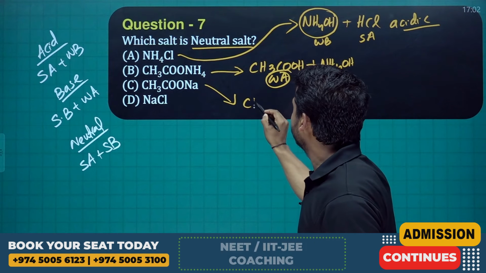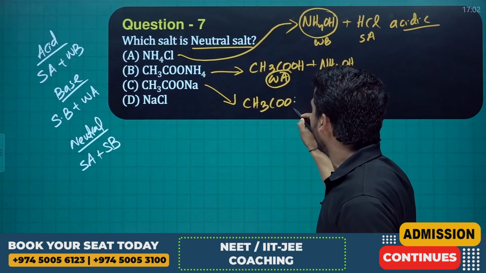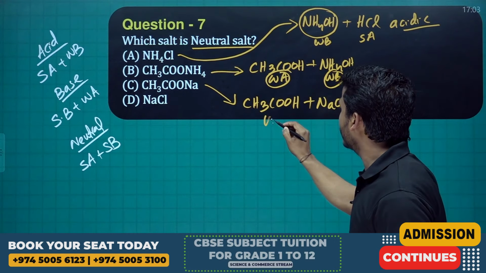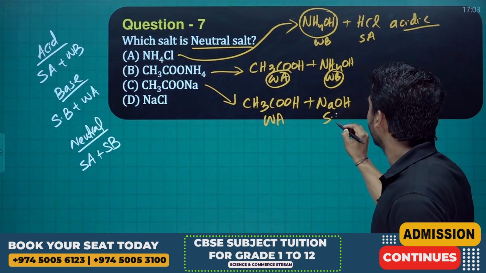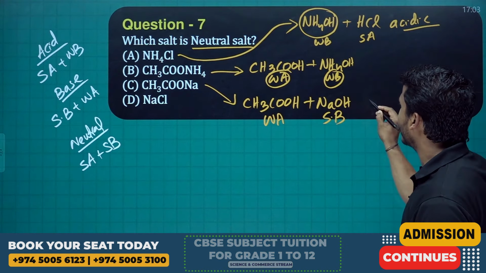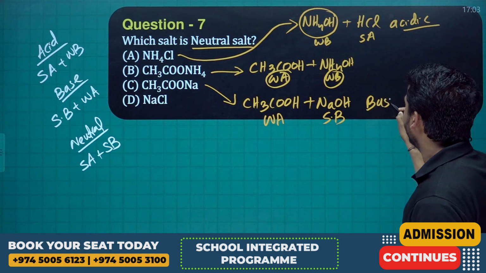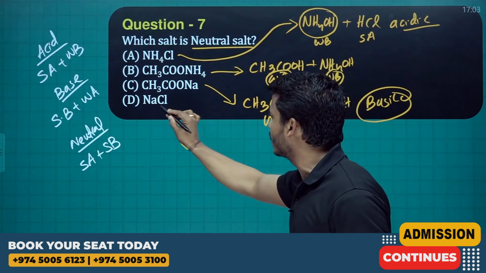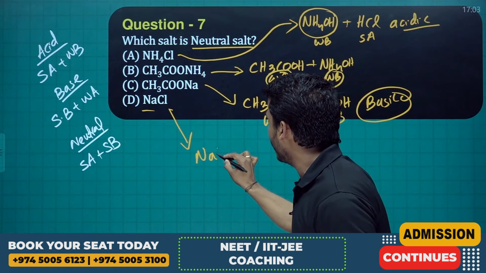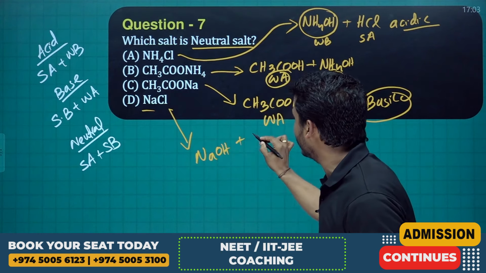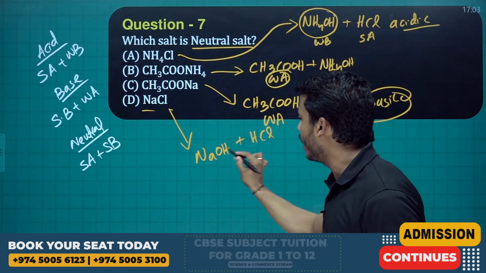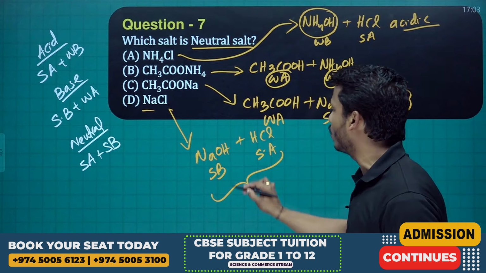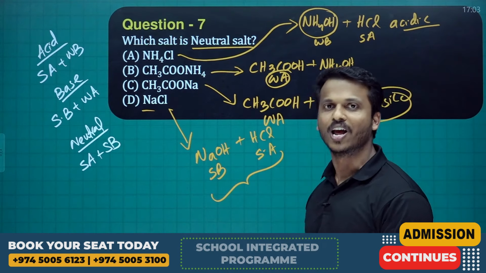And what about this case? CH3COOH plus Na, where is it coming from? NaOH. This is a weak acid and a strong base. So strong base and weak acid means it will be overall what? Basic in nature. And last one, NaCl. If you consider Na, where is it coming from? NaOH, and Cl is coming from HCl. NaOH is a strong base, HCl is a strong acid. Strong base, strong acid. If we join, what do we get?